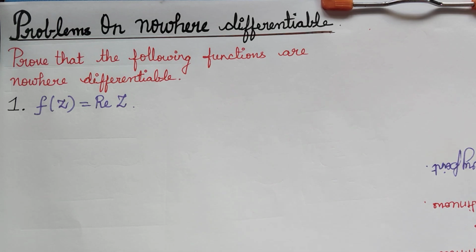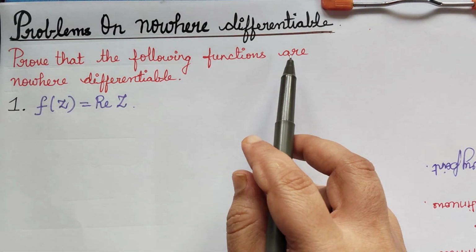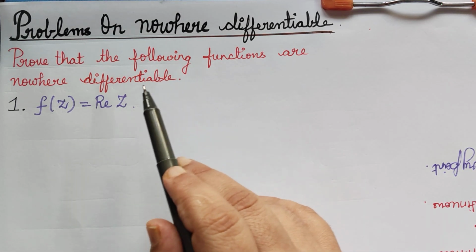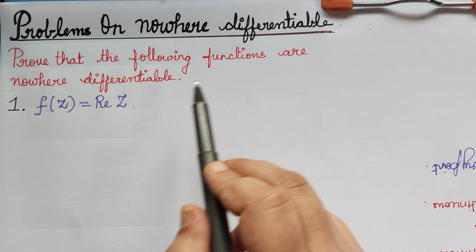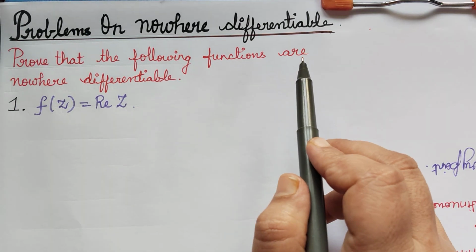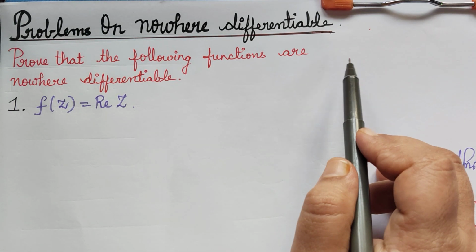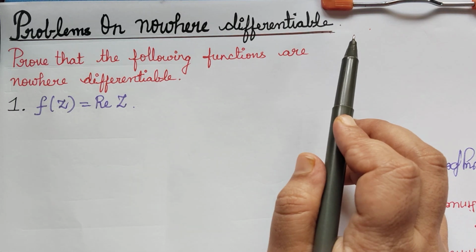Dear students, under the lecture series on complex analysis, we are solving problems under differentiability. Now here we have problems which says that the given function is nowhere differentiable. In order to prove that a function is nowhere differentiable, it is enough if we show that the function fails to satisfy the CR equation. So if the CR equations are not satisfied, then immediately we can conclude that the given function is nowhere differentiable.